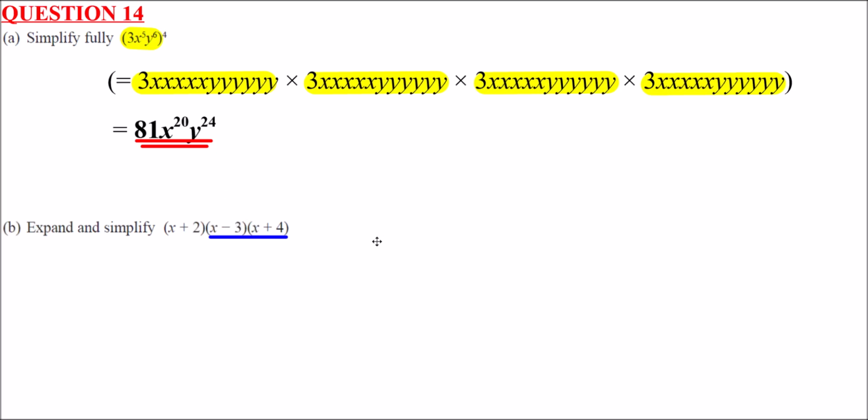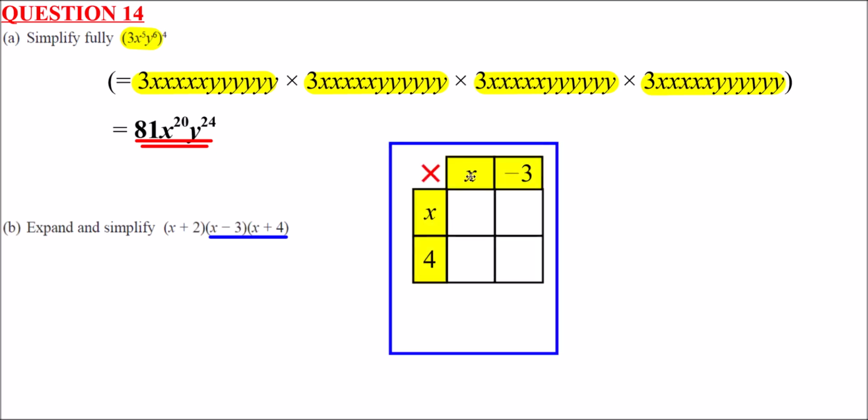My favourite method is the grid method, like so. Write one bracket along the top, the other bracket down the side, and then just expand out. So x multiplied by x, x squared. X multiplied by minus 3, minus 3x. X multiplied by 4 is 4x. Finally, 4 multiplied by minus 3 would give minus 12. So this simplified would give x squared, 4x take away 3x would leave just 1x, and then the minus 12 as well.